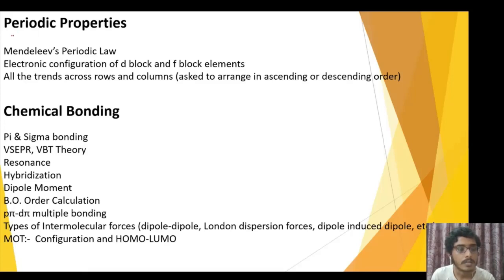First, we begin with periodic properties. Here, Mendeleev's periodic law is very important, as you know. Then, the electronic configuration of D and F block elements. Now, questions have been asked from this portion in previous years.